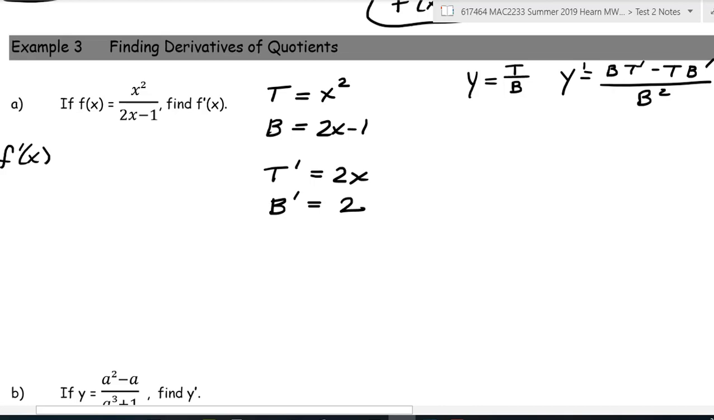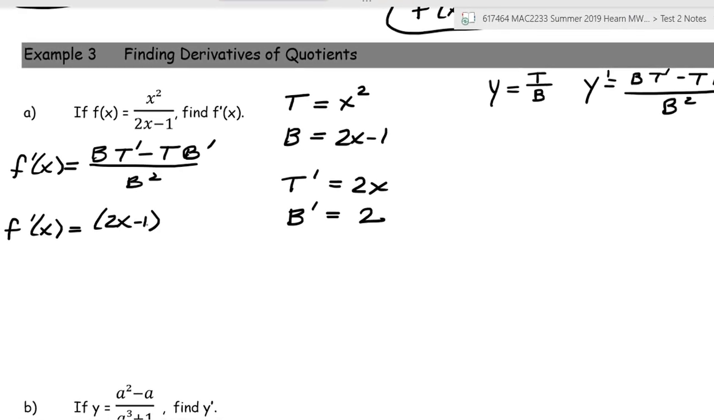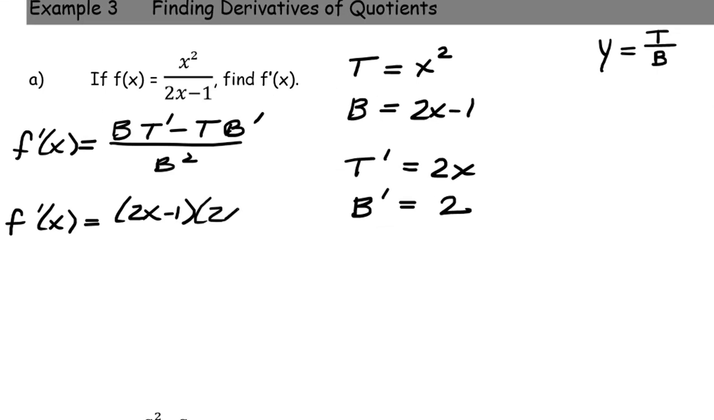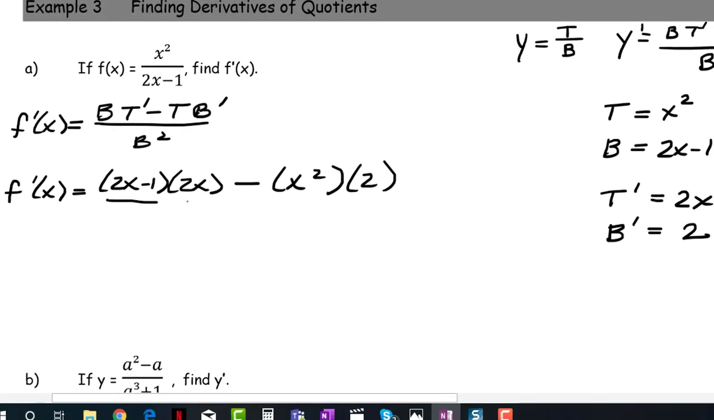So if f prime of x is bottom d top minus top d bottom over bottom squared, then that means that f prime of x is going to be 2x minus 1, the bottom function, times the derivative of the top, which is 2x, minus the top function, which was x squared, times the derivative of the bottom, which is 2, divided by the bottom, which is 2x minus 1, squared. Now we have a little simplifying to do.